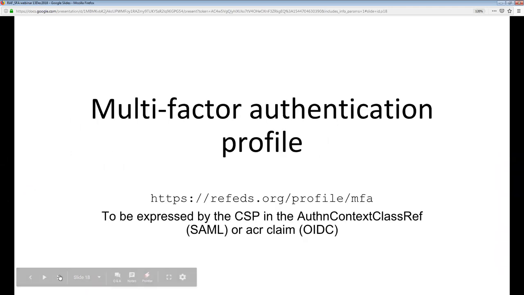Okay, I would now pass over to the multi-factor authentication profile, as I think we have time for questions right after the presentation. So the MFA profile, as mentioned before, has already been approved in June 2017, but for the sake of completeness, we will also have a quick look at this profile, which is part of the REFEDS Assurance Suite as well. And it is expressed the same way as the SFA profile.